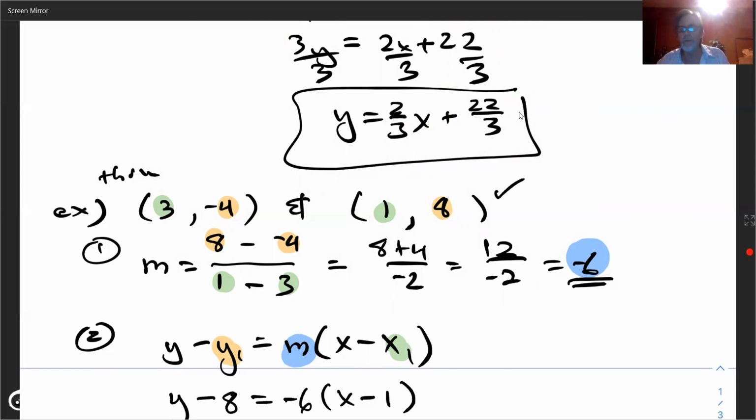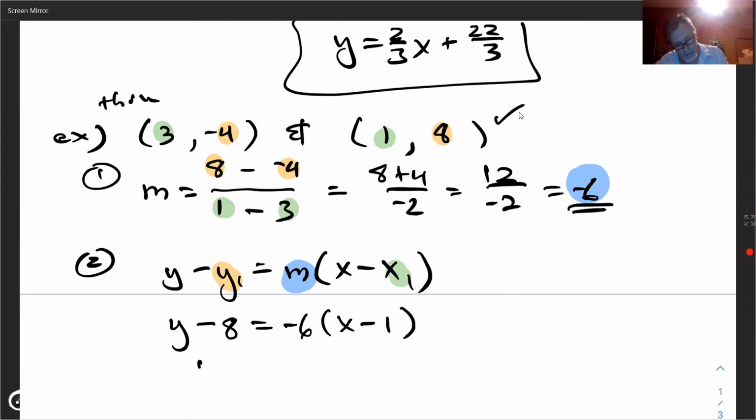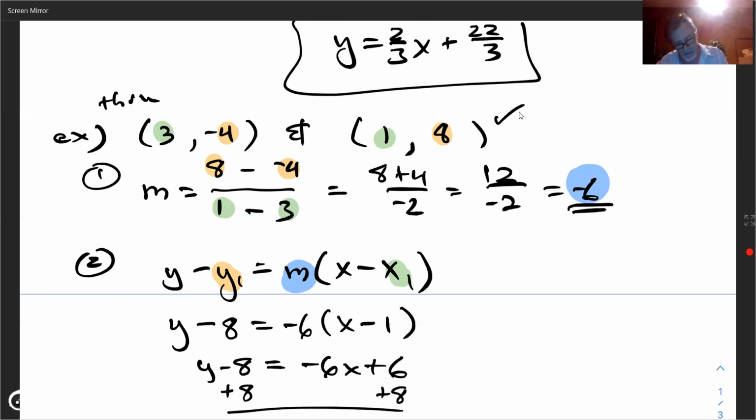And again, we're off to the races. So we have y minus 8, distributive property, minus 6x plus 6. And last move, because there's no number in front of y, we'll just add 8. And our new equation is y equals minus 6x. There's the slope. It looks like it's plus 14. All right.